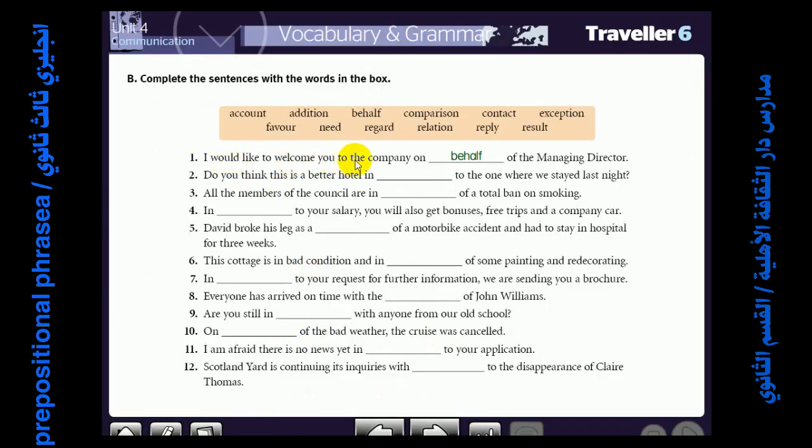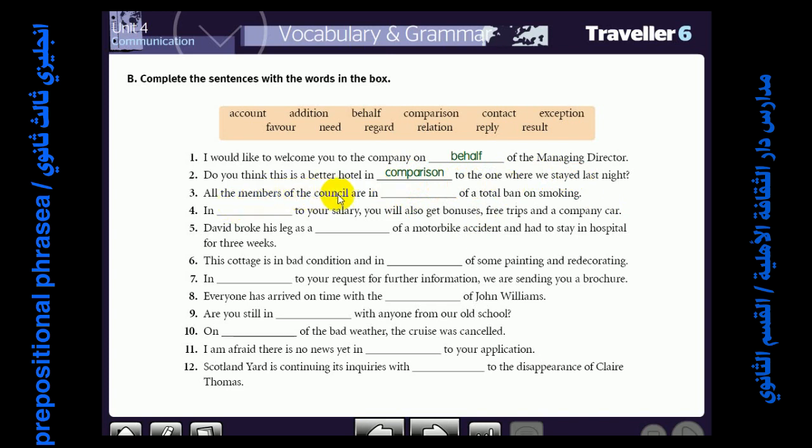I'd like to welcome you to the company on behalf of the managing director. On behalf of بالنيابة عن. Do you think this is a better hotel in comparison to the one, بالمقارنة ب, as I said before, in result or in comparison to the one? Yes, in comparison to the one where we stayed last night. In comparison بالمقارنة ب, the one where we stayed المكان اللي كنا موجودين فيه قبل كده.